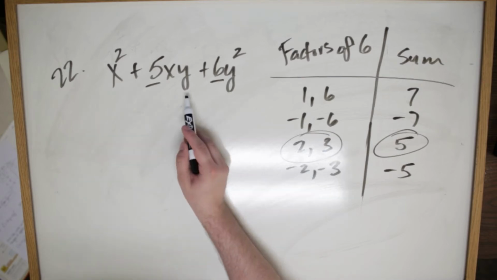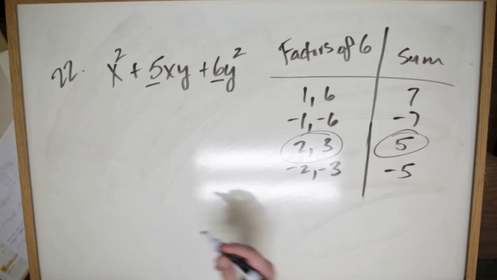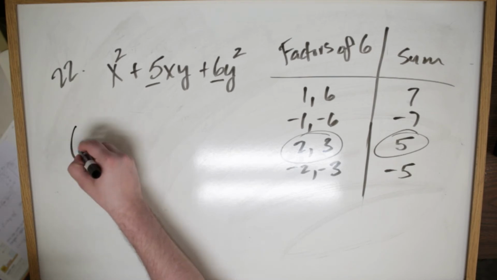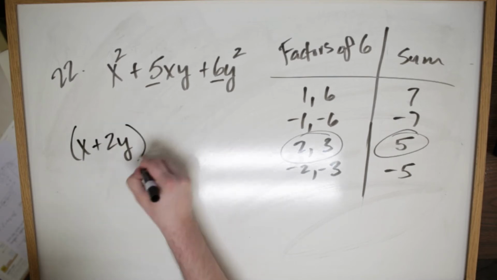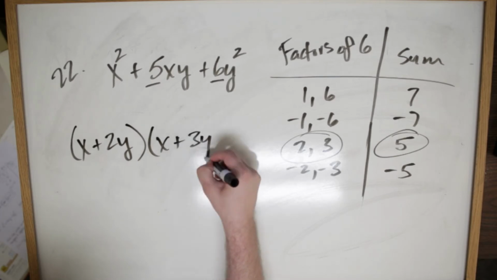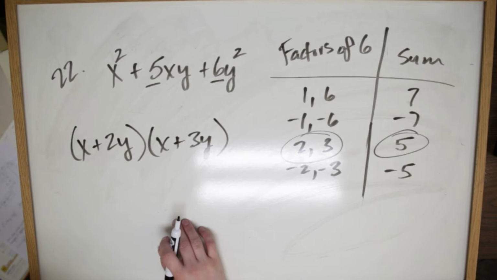But how do you factor something with x's and y's? Well, that's a good question. The trick here is that you can use grouping just like we did before. But honestly, the easier way to do this is just to throw the variable in on the last term. Okay, so basically what you have is going to be this. X plus 2, and then you just throw the y in. X plus 3, throw the y in. Okay? That would be how I would do it. And in fact, that is the correct answer in this case.